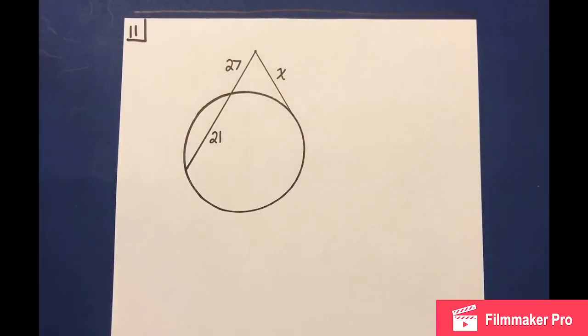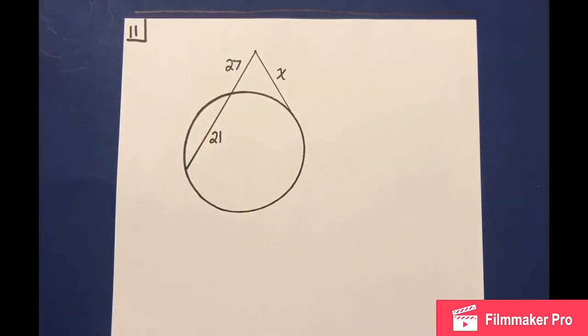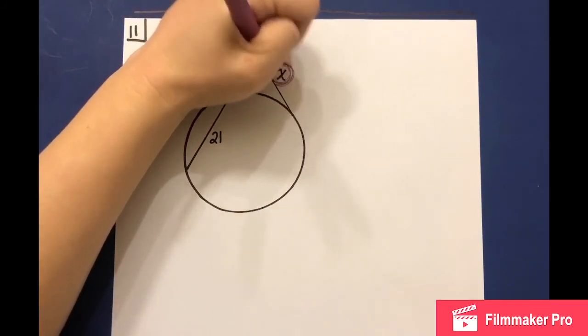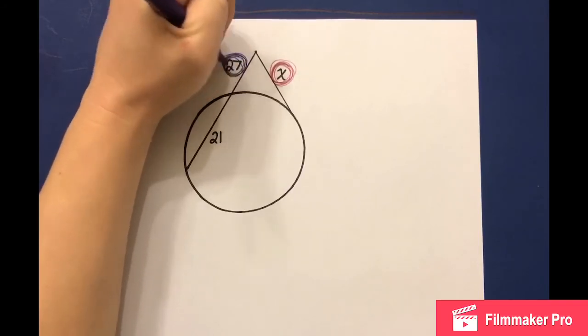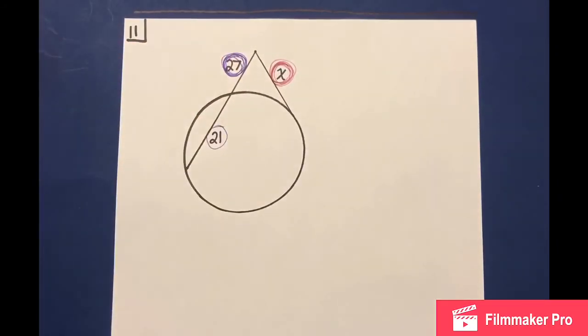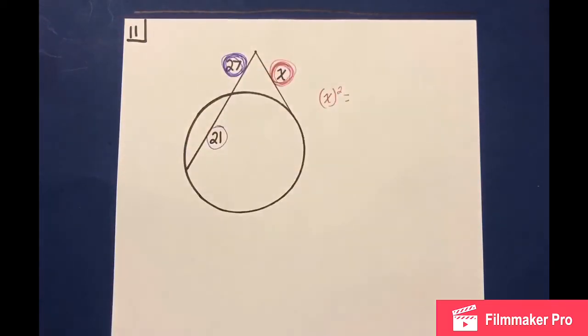Okay, looking at this, what is it? Oh, this is still the type that has a tangent intersecting a secant outside. So I'm going to double circle this, double circle this. Okay, so same thing. I'm just going to set up. This one's going to be the one that's squared. For right now, let's put it in parentheses.